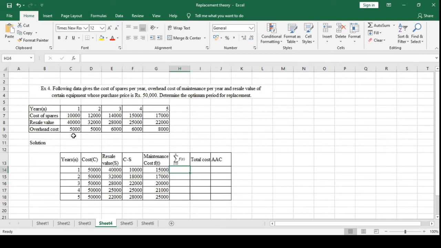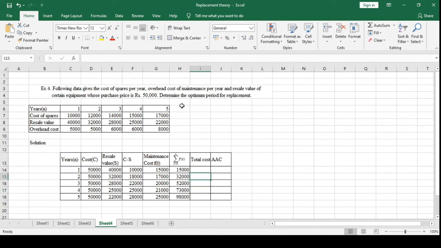Okay, now the next column is sigma F of T, that is your summation, or as we say cumulative. So what is the cumulative for the first year? That is 15,000. For the next year 15,000 plus 17,000, so your answer will be 32,000. Similarly 15,000 plus 17,000 plus 20,000, so your answer will be 52,000. For the fourth year 15,000 plus 17,000 plus 20,000 plus 21,000, that is your 73,000. And for the last year we will add each and every value of this maintenance cost, and your answer will be 98,000.